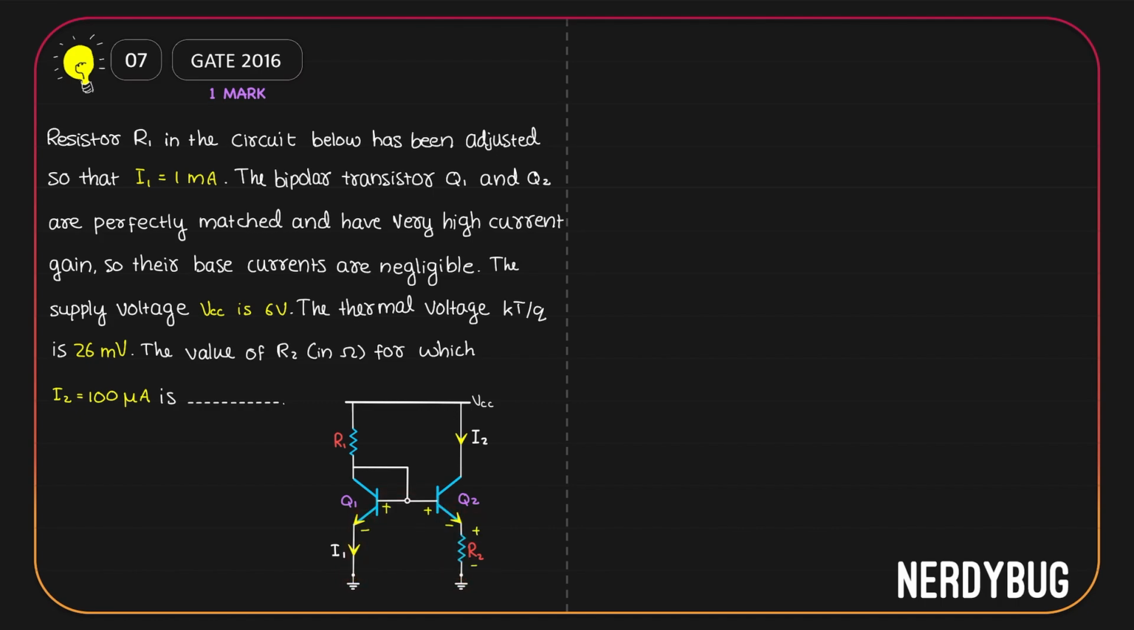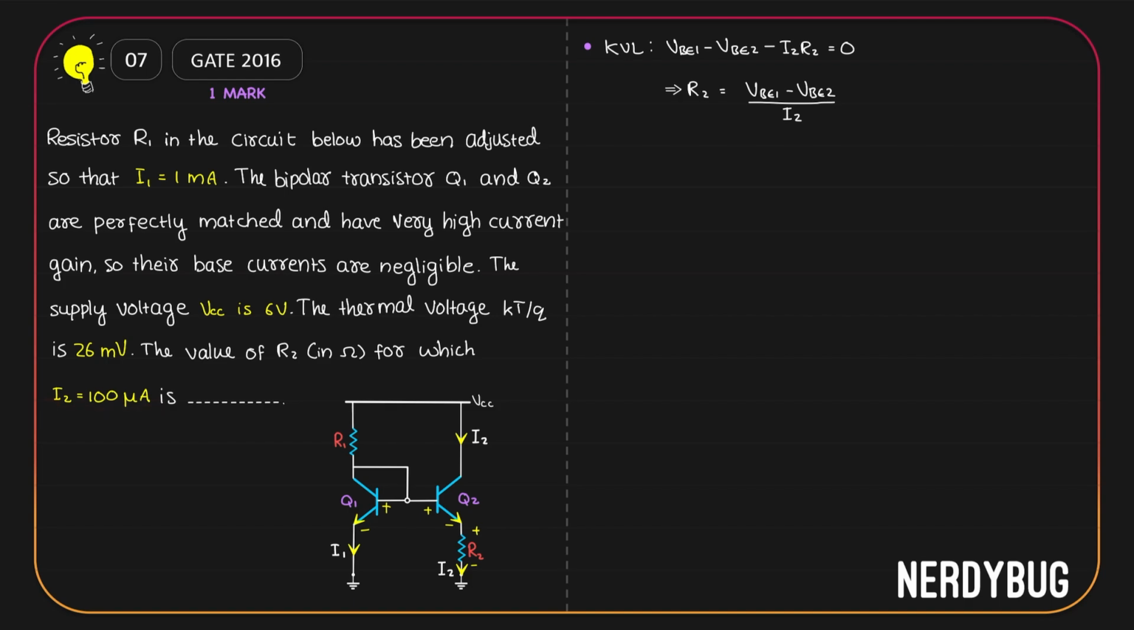Now, it is given in the question that the base currents are negligible. So, if I2 is the collector current of the second transistor, I2 will also be its emitter current. That means the potential drop across R2 will be I2 R2. Now, if I apply Kirchhoff's voltage law, I can write VBE1 minus VBE2 minus I2 R2 is equal to 0. From this, I can write an expression for R2. R2 is (VBE1 minus VBE2) by I2. We already know the value of I2. It is supposed to be 100 microampere.